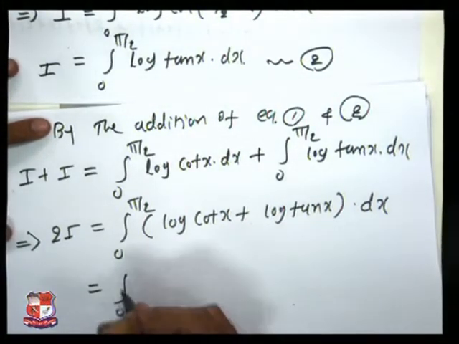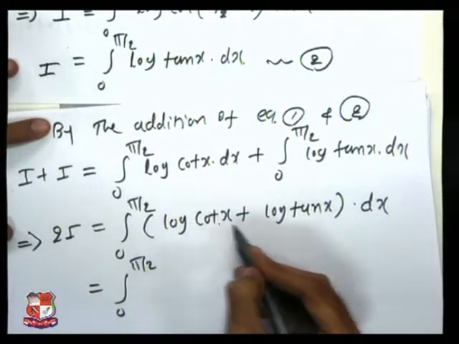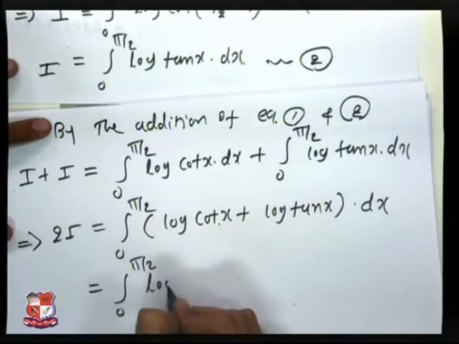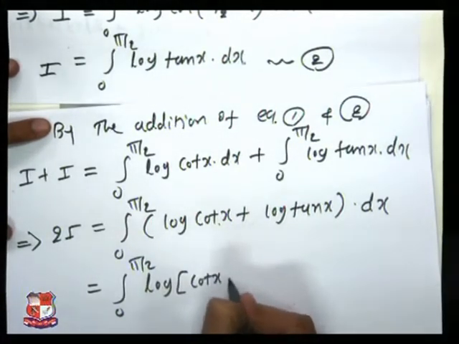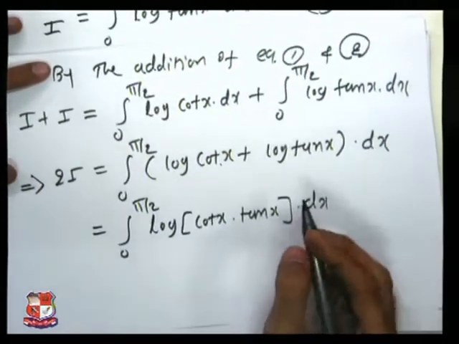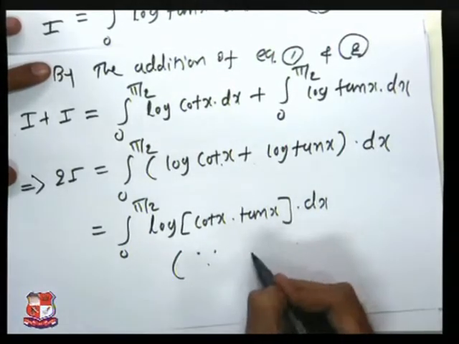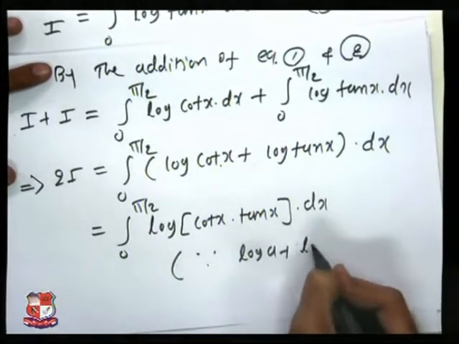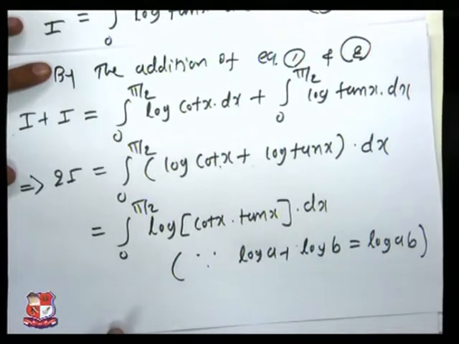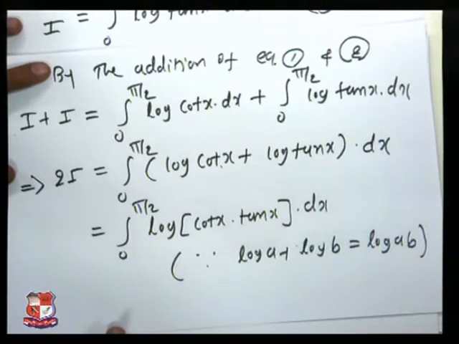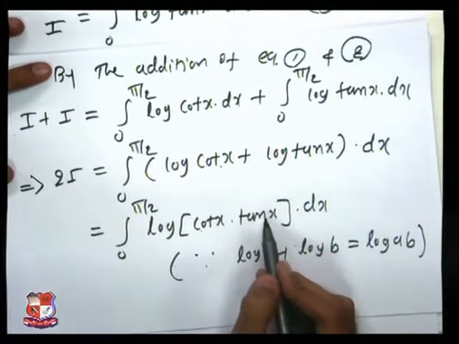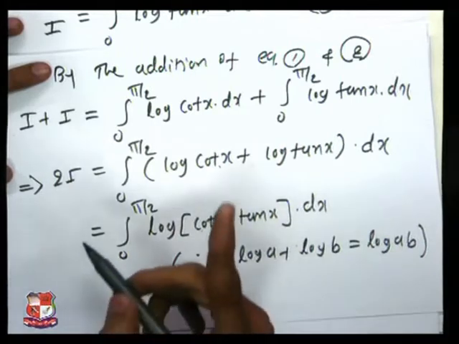So we will get 0 to pi by 2. This is log a plus log b, that is equal to log a into b. So we will get log (cot x into tan x) into dx. Okay, I have a reason. The reason is log a plus log b is equal to log a into b, which is the property of logarithms. Okay, so this is cot x into tan x. We know that both are inverses, so cot x into tan x is equal to 1.